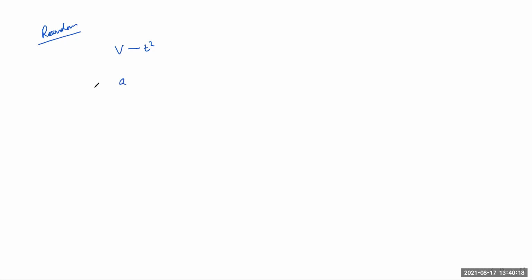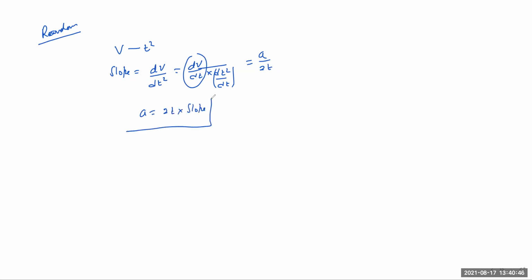So what is the slope? d v by d t square, and then you can write it as dv by dt into dt square by dt. I know that this will be acceleration. This is a by 2t. You can see that t becomes 2t. So acceleration becomes 2t into slope. It's difficult to think at first go, but with practice you will realize that anything can be possible.